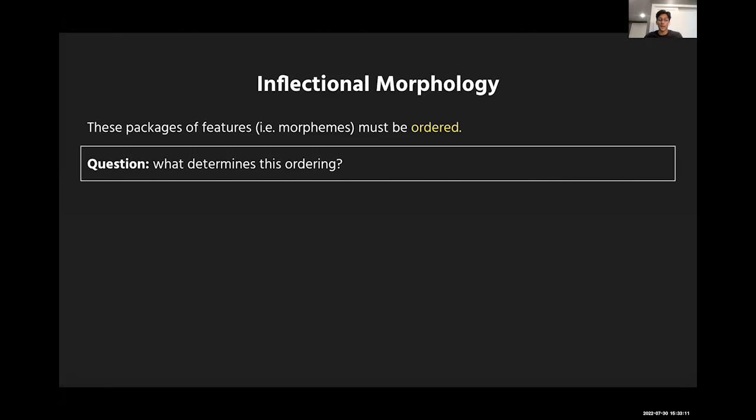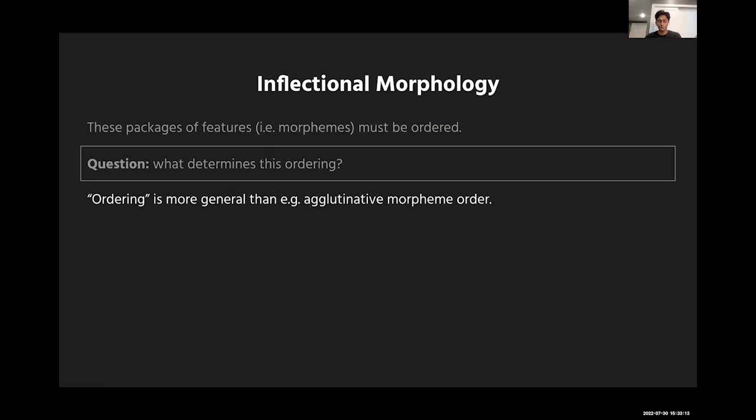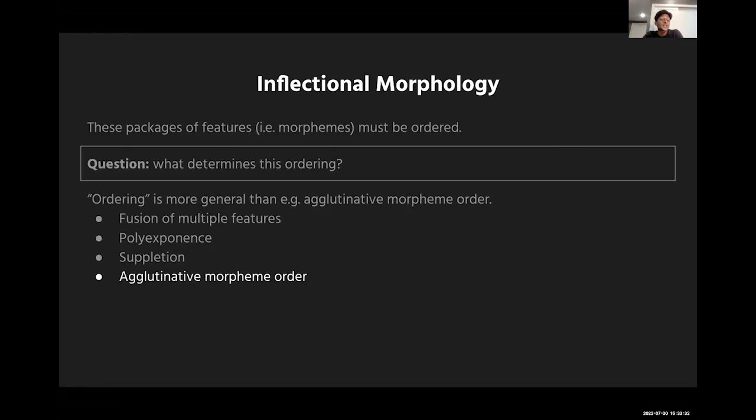And I want to take a step back and explain by ordering. By ordering, I mean a more general concept than agglutinative morpheme order. And particularly in this talk, I want to talk about the idea of fusion. And that means fusion of multiple features, as well as more specific phenomena like polyexponence and suppletion, as well as, again, agglutinative morpheme order. However, I'm not going to be focusing on agglutinative morpheme order in this talk because a lot of previous work has already looked at that.